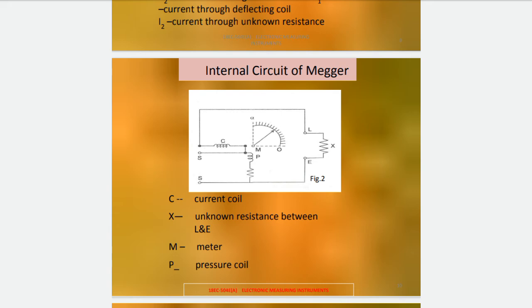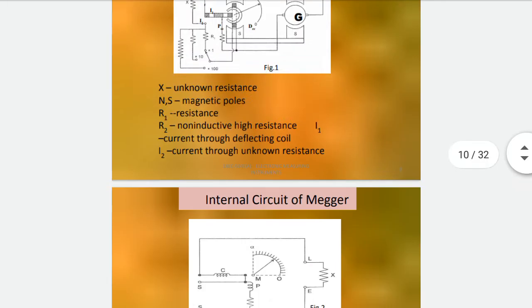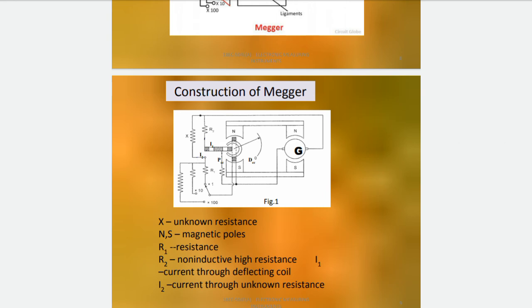Now the coils are connected to the circuit through flexible leads called ligaments. The figure shows the connections for the measurement of insulation resistance of a cable using a Megger.